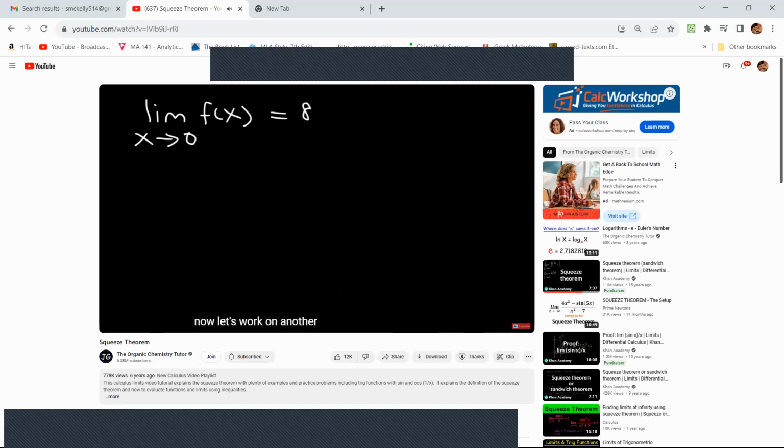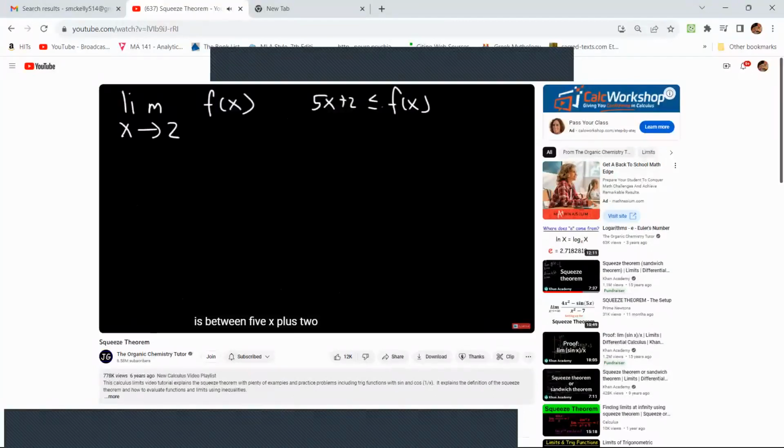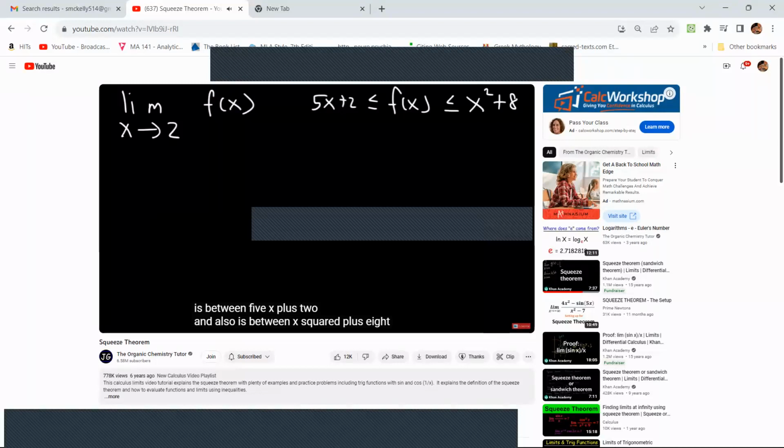Now, let's give you another example. Let's try this one. What is the limit as x approaches 2 of the function f of x? Here's my function: f of x is between 5x plus 2 and x squared plus 8. So go ahead and try that problem.